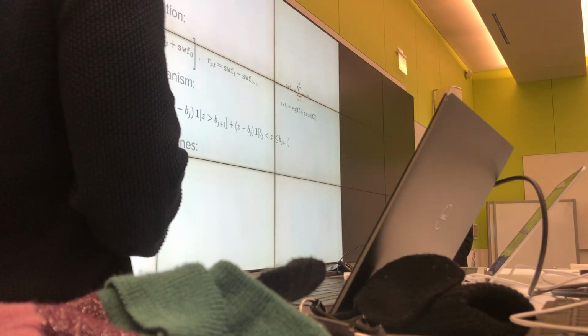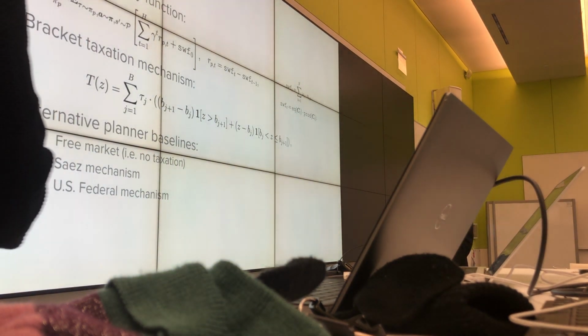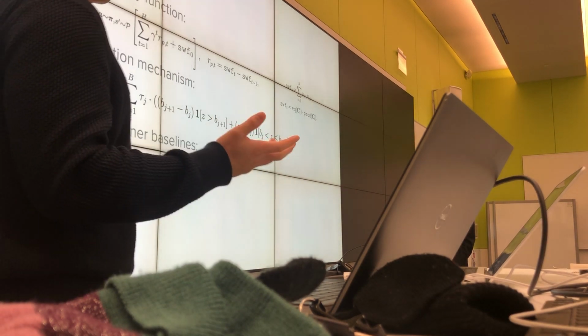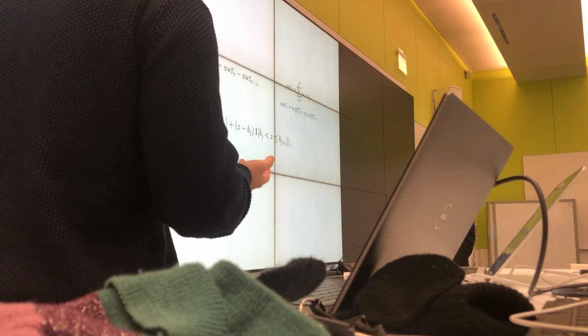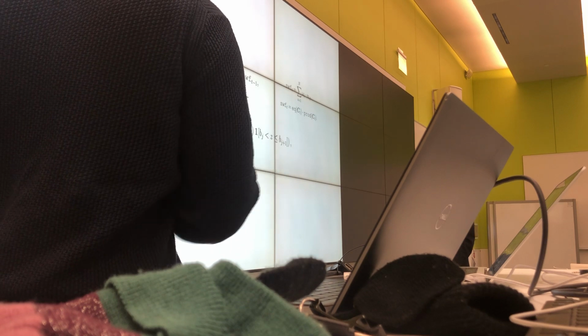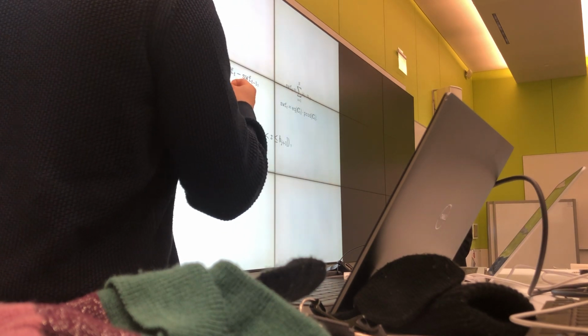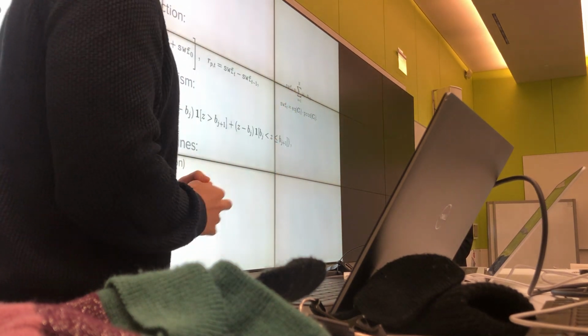What the model is actually outputting is the inputs of this bracket taxation mechanism. Basically, it's very similar to how our taxation mechanism works in the real world, but you fix a number of brackets, and at any point the model is outputting the proportions, or the levels, in which to tax each bracket.